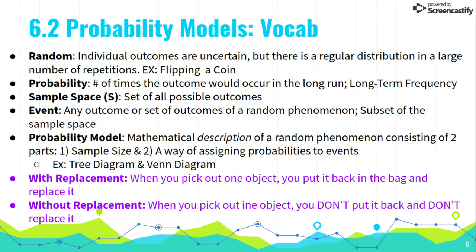The next 2 bullet points are very important in probability, because they determine the probability of a particular event occurring. It's important to understand if it's with replacement or without replacement. The name is self-explanatory, but with replacement means that when you pick out something, like a card, it goes back into the sample space. And then without replacement is when you pick up an object and you don't put it back, you don't replace it.